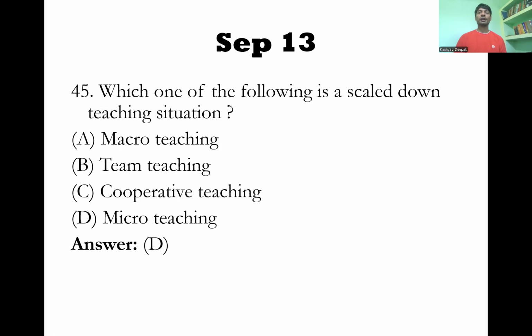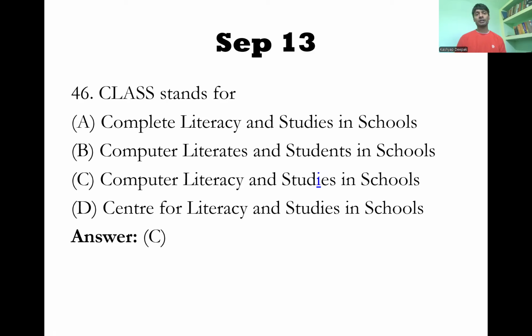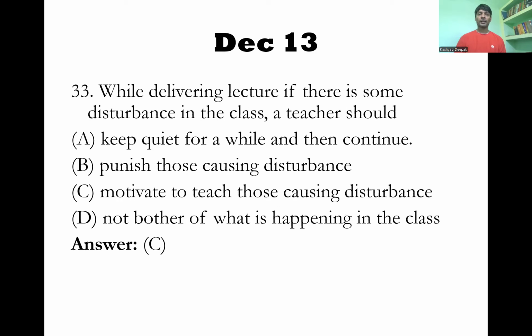So which one of the following is a scaled down teaching situation? Macro, team, cooperative, and micro. So answer is micro. You have to teach on a smaller level. CLASS: what does it stand for? Complete Literacy and Studies in School, Computer Literacy and Studies in School, Center for Literacy. It is a simple term used by the government of India that simply means computer literacy and studies in school. Option C is the answer.